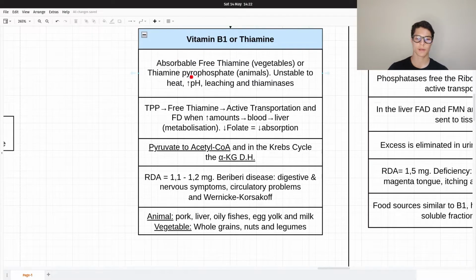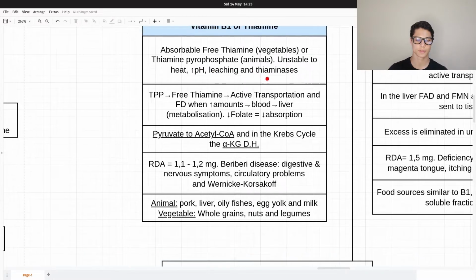We have two forms of vitamin B1. They are absorbable free thiamine, we can find in vegetables, or the thiamine pyrophosphate in animals. If you remember, the thiamine pyrophosphate is part of the pyruvate dehydrogenase complex I discussed in the video of the transition step from pyruvate to acetyl-CoA in the metabolism series of videos. This vitamin is unstable to heat, to alkaline pH, to leaching, and to thiaminases, of course.